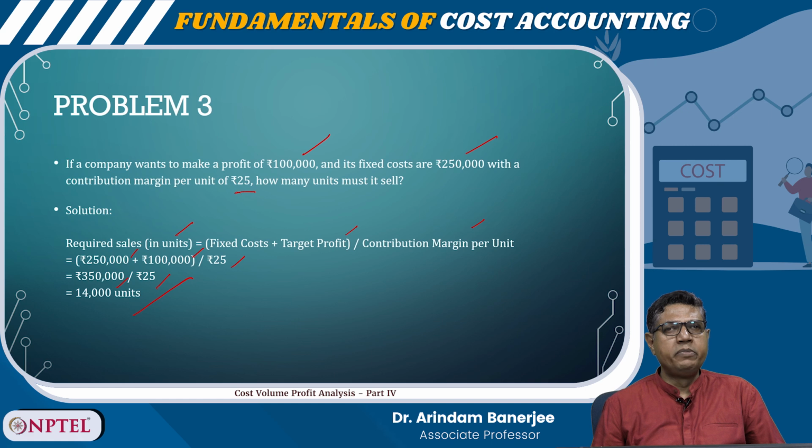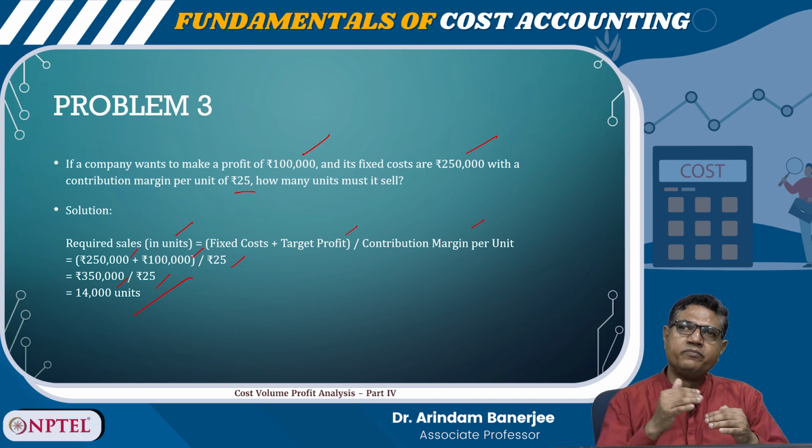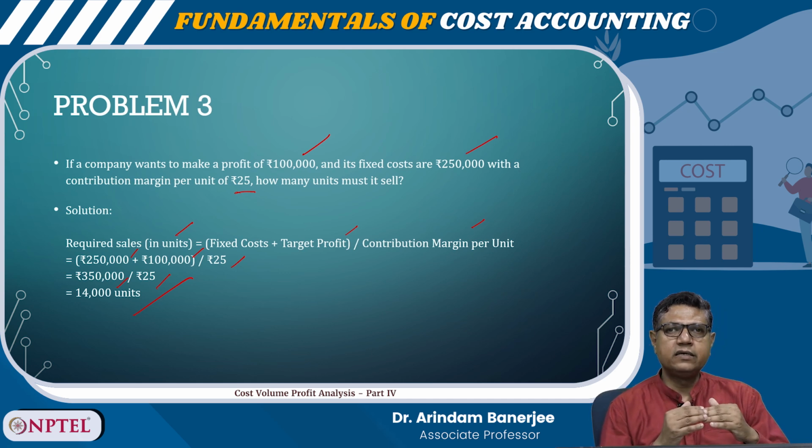Before going to the next problem, let us quickly recapitulate the concepts which we discussed earlier. The first one is break-even point, which is the level of sales at which there is no profit, no loss. So, anything above break-even point gives us a cushion.